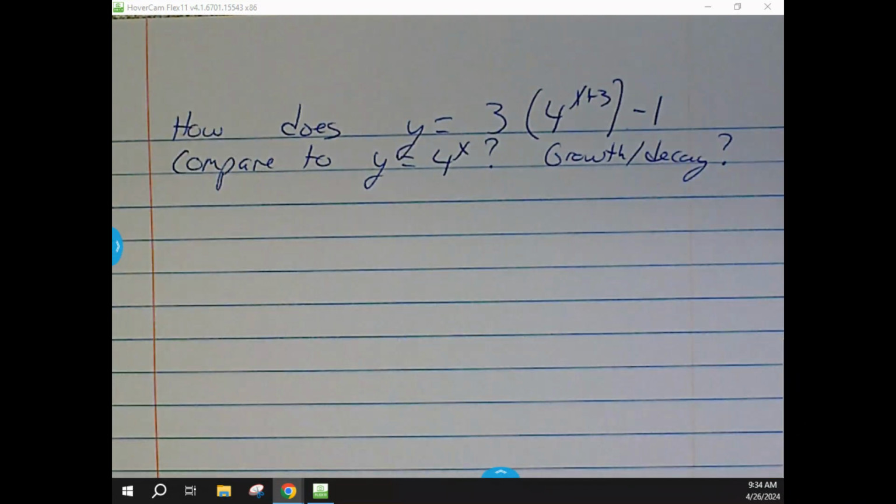Okay, so how does y equals 3 times 4 to the x plus 3 minus 1 compare to 4 to the x power?